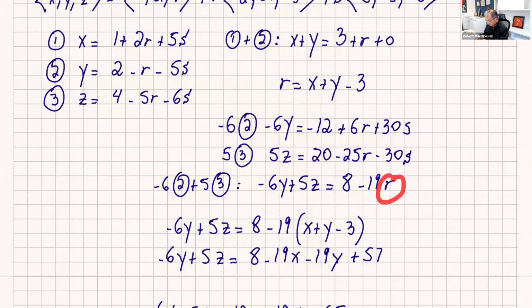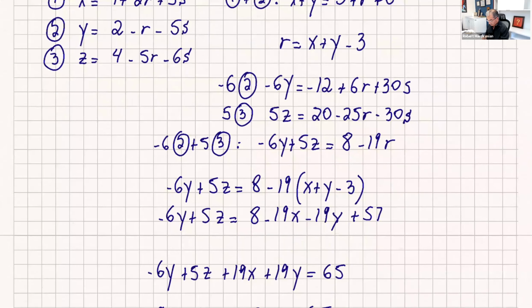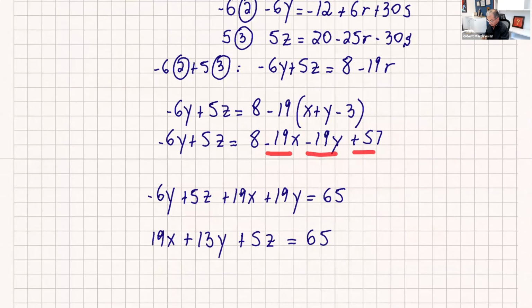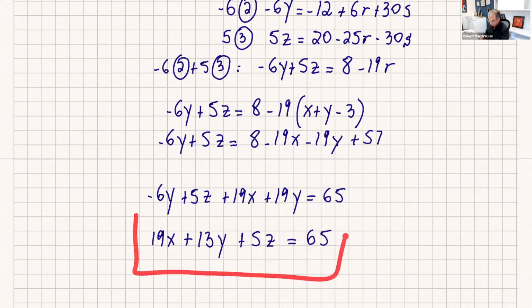And guess what? We know what r is. r is x plus y minus 3. So if you substitute r by x plus y minus 3 and simplify, you distribute the 19, get -19x, -19y plus 57, and take x, y, and z on one side. So that's what I did here. Simplify again, you get 19x plus 13y plus 5z, and the constants are 8 and 57, which is 65. And you get that answer.